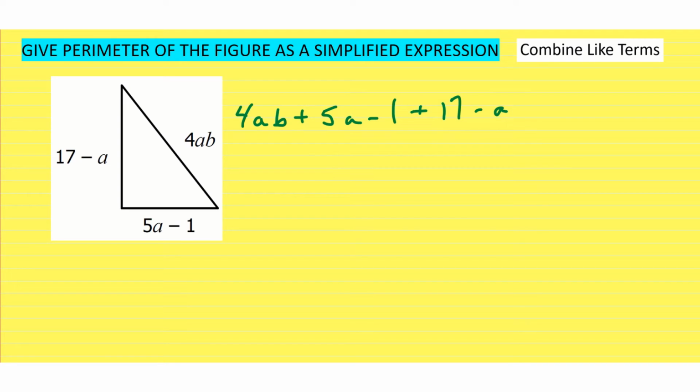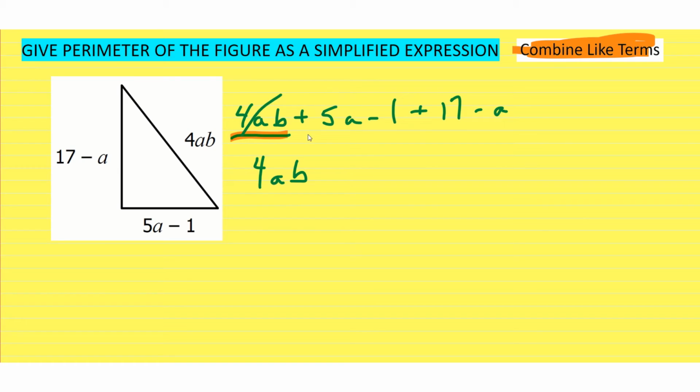We are going to look at 4AB. We're going to look for like terms. Like terms is what we're going for. So are there any other like terms like AB? Okay, no, I only have a 4AB. So that 4AB is going to come down, 4AB. Okay, so I've taken care of that one.